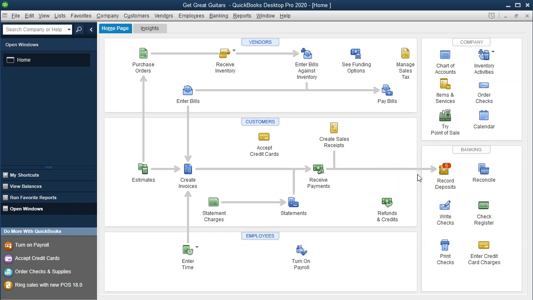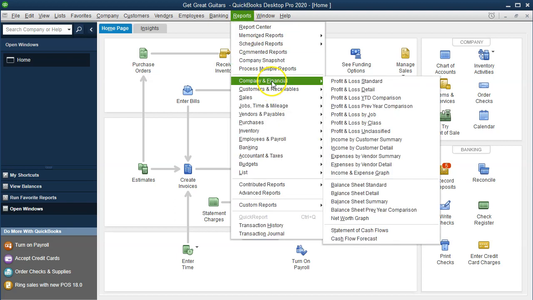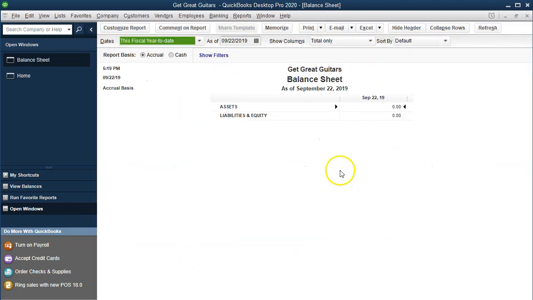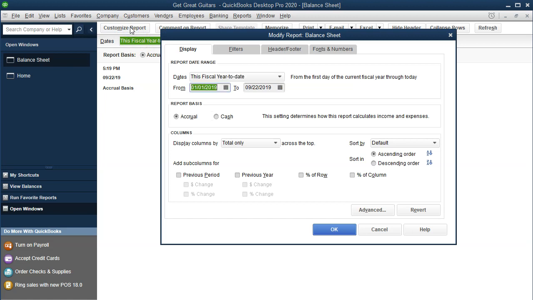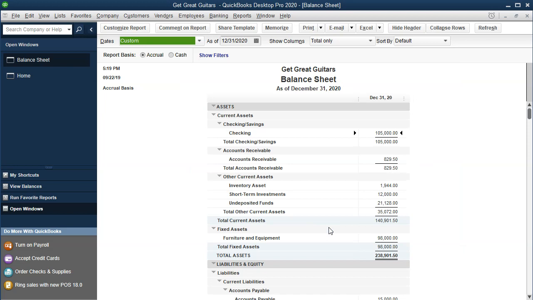Let's consider the reports that we will be looking at. Our main reports up top. We're going to go to the reports. We're going to go to the company and financial and scroll down to the balance sheet. Within the balance sheet, we're going to change the dates up top with the customized report field, changing the dates from 01/01/20 to 12/31/20. So there is our range. Selecting that, then here is our balance sheet.